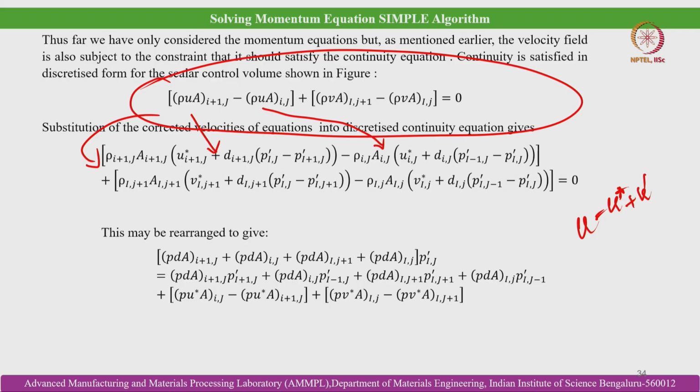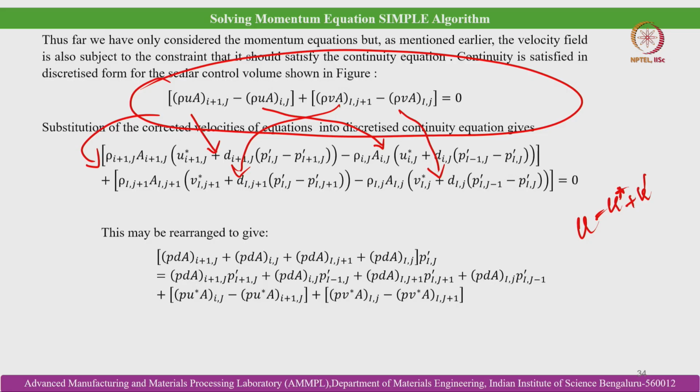and subsequently rho I small I capital J multiplied by capital A small I capital J into u asterisk small I capital J plus d I j p prime capital I minus 1 j minus p prime capital I capital J. Okay. And a similar technique is followed for these two terms as well. So, you can see the expansion of these two terms over here, and then it is equated to 0. So, basically it is the discretized form of the scalar continuity equation.